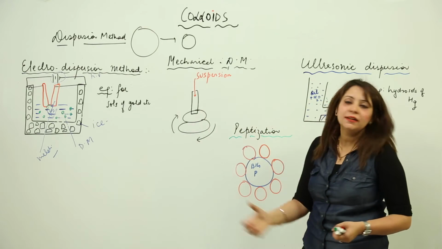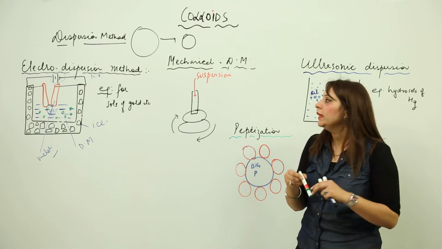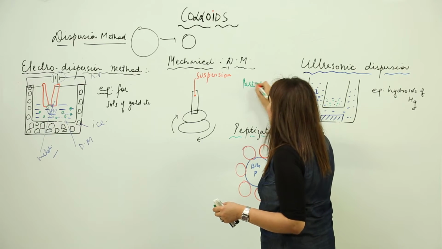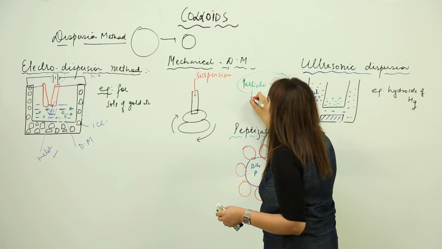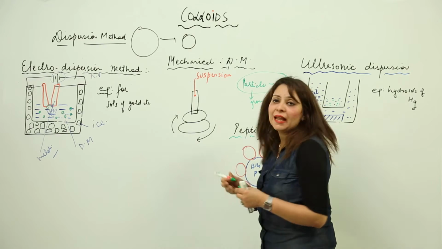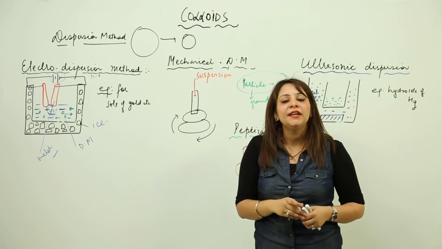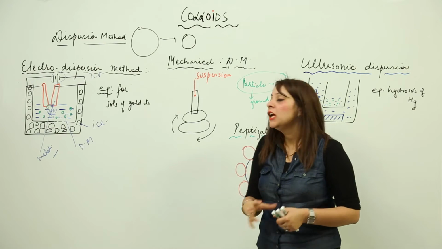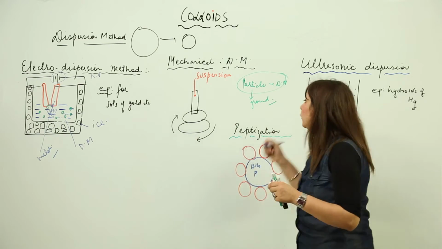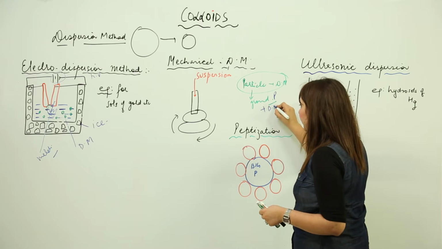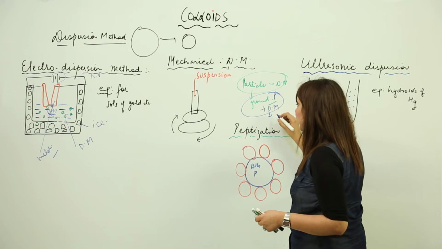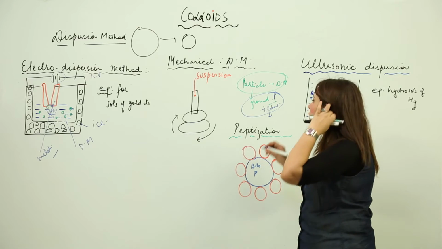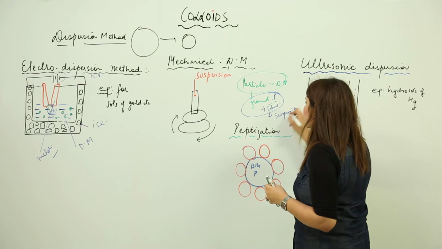Second, we have the mechanical dispersion method, right? So what do we do in this case? We have the particles which we have to disperse in the dispersion medium. First we grind these particles as fine as we can. Then these ground particles are dissolved in a dispersion medium, or a solvent, and as we do that, we get a suspension.